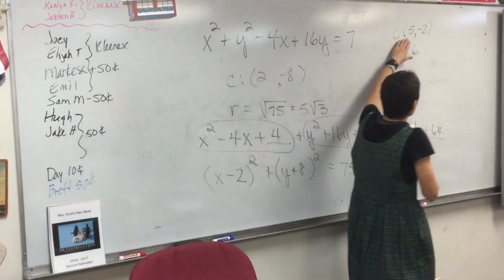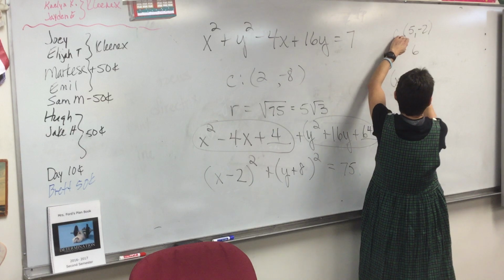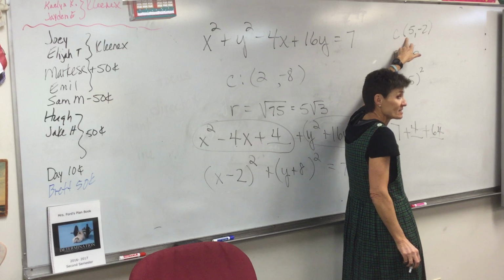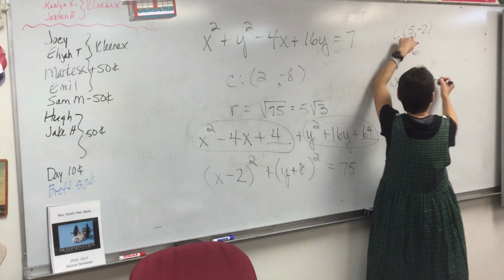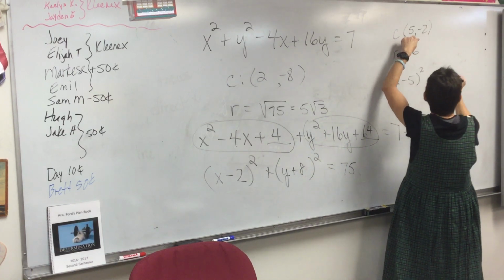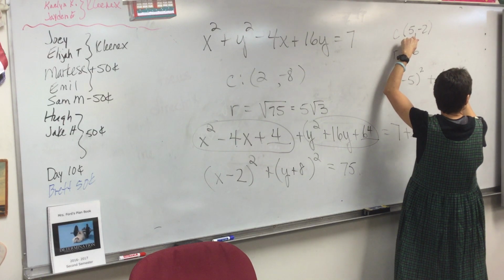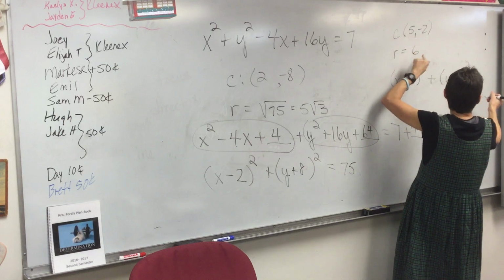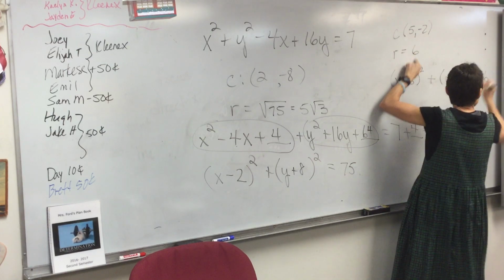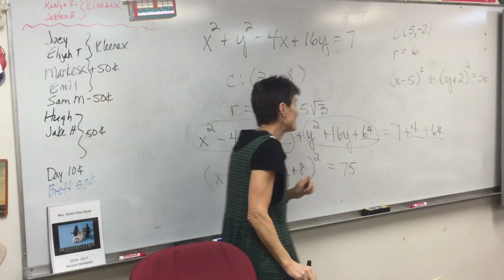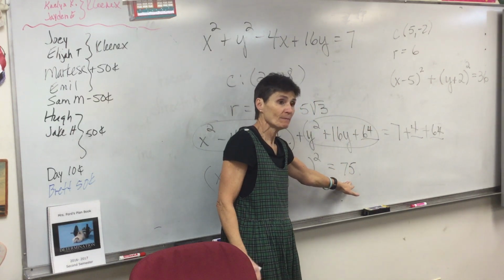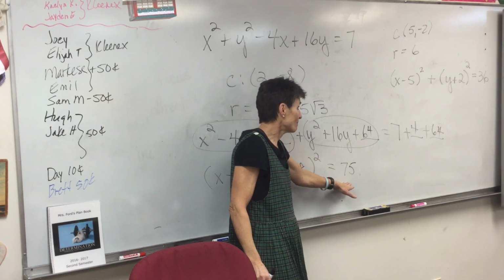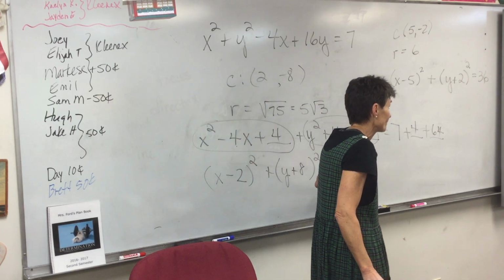So what will that look like? X minus 5 squared. Remember, the parentheses is always the opposite, right? So it's x minus 5 squared plus, don't forget there's a plus there, y plus 2 squared equals, watch it, 36. Because remember, the radius is the square root of this number. So if we know the radius is 6, that number must have been a 36, right?